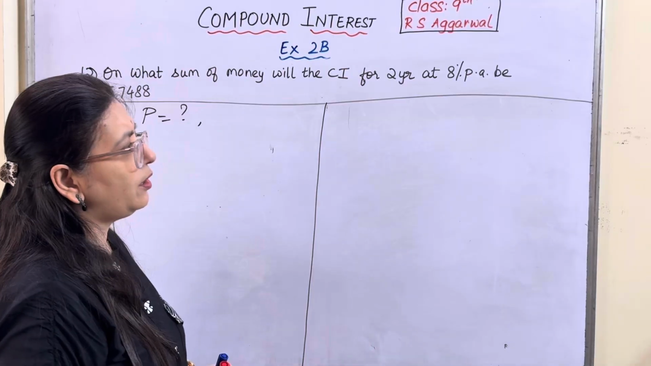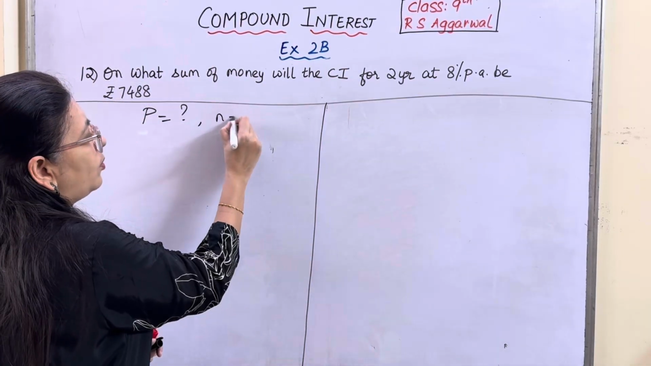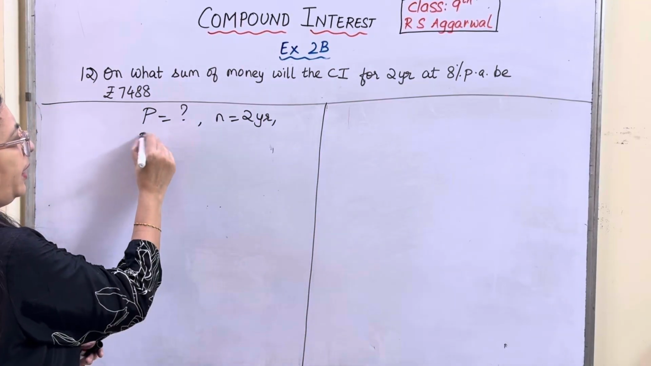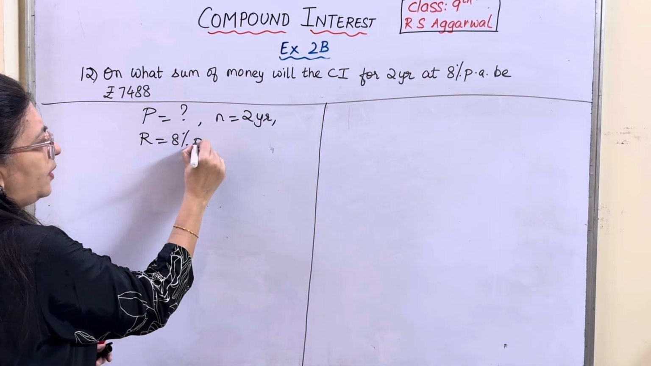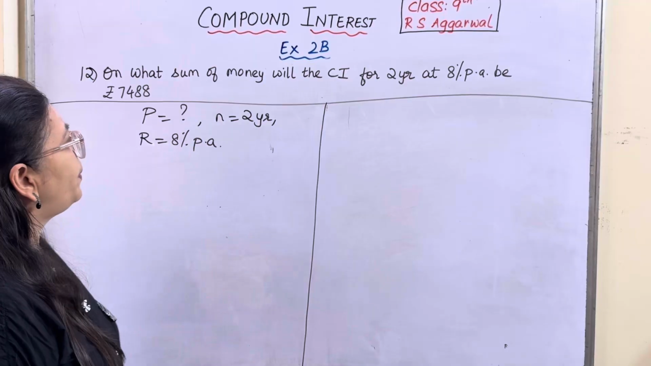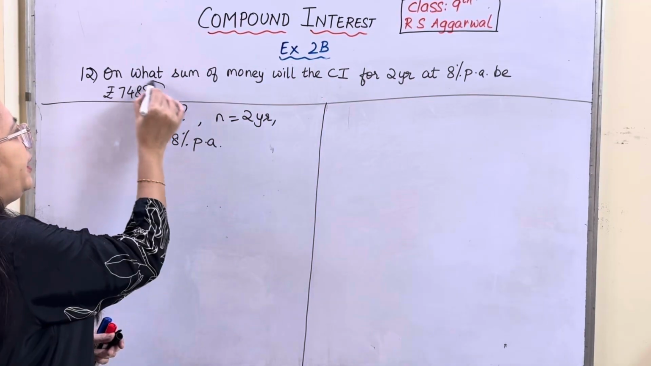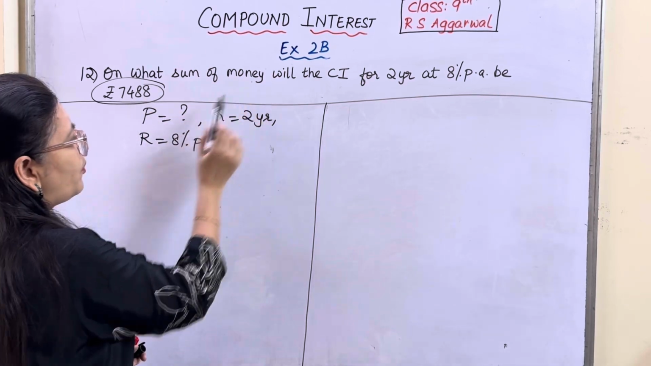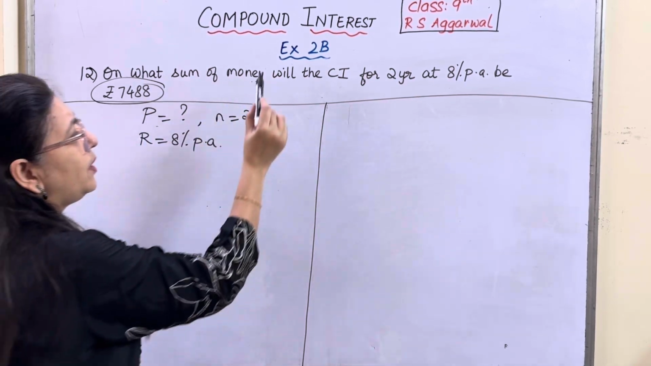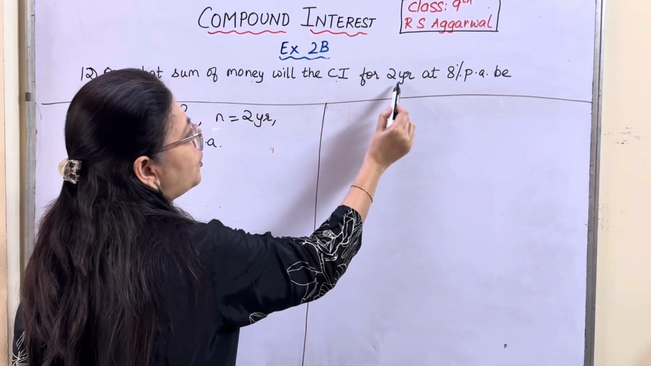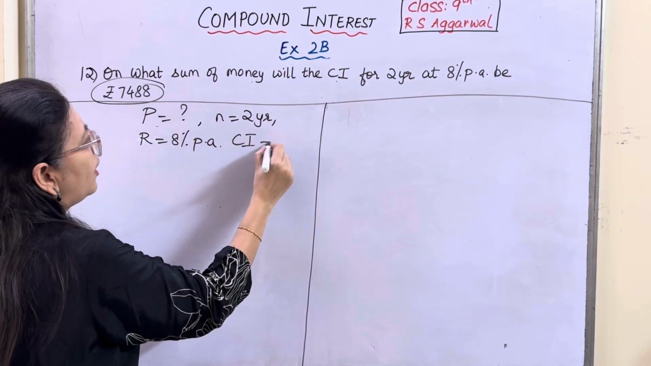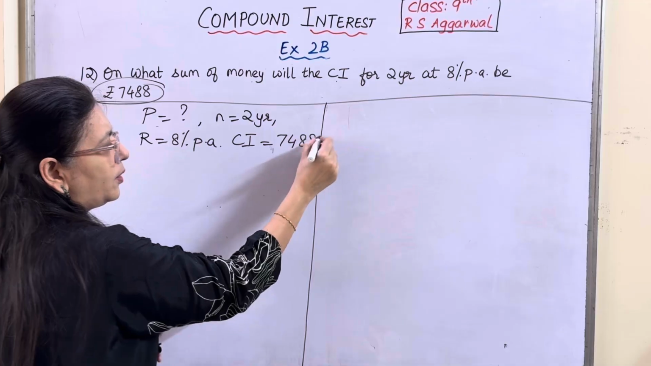Will the compound interest for 2 years, n is equal to 2 years, at 8% per annum, rate is 8% per annum, be rupees 7,488. Read it thoroughly. On what sum of money? That means you need to find the principal. So what is given? Compound interest is given over here.